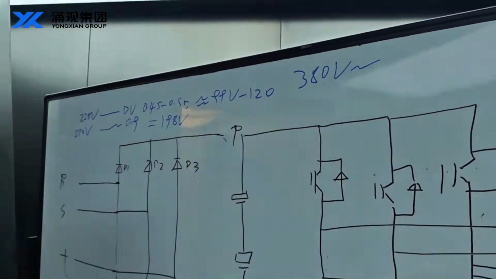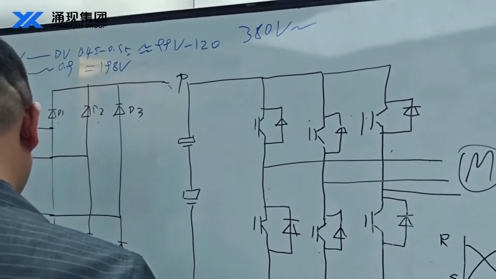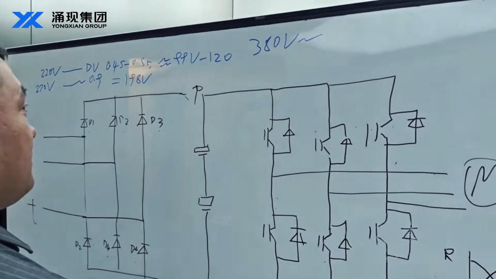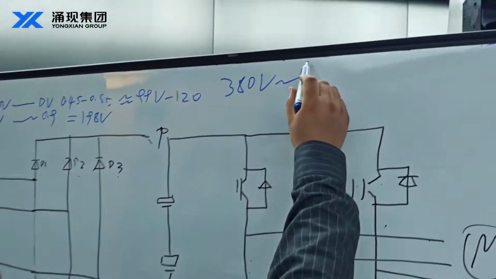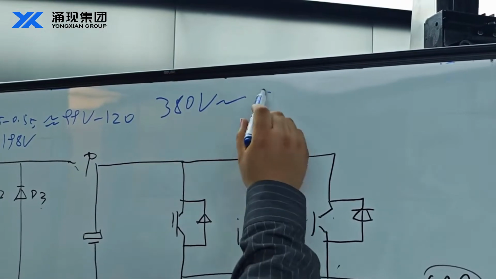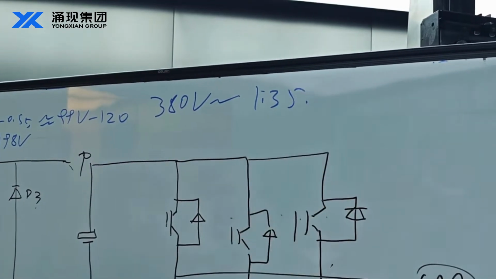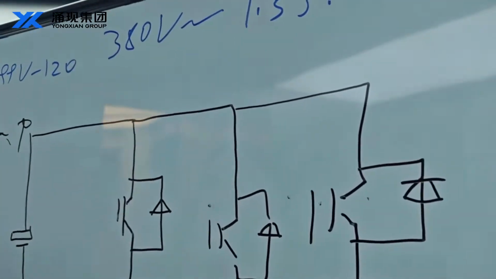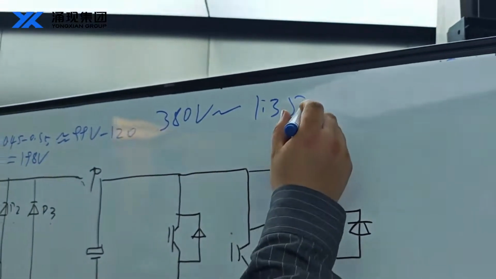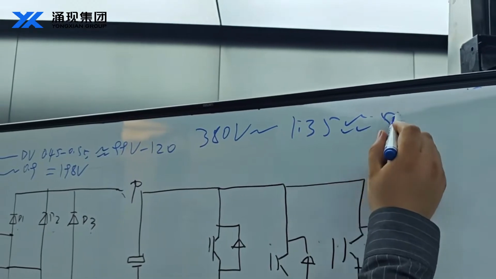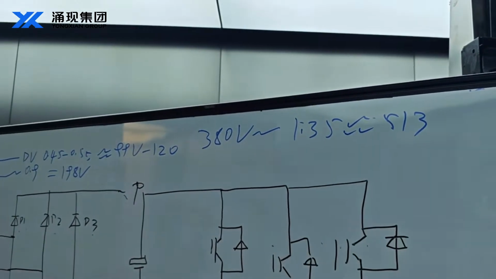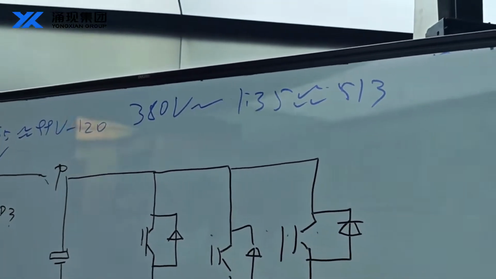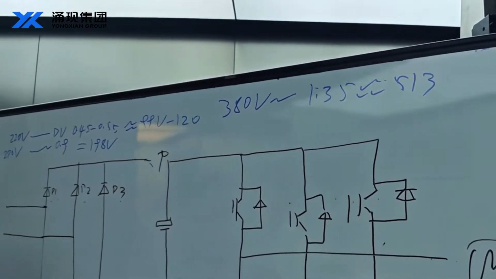Our three-phase rectifier section uses 6 diodes. The voltage after the rectifier section is around 1.35 times 380 volts, which is around 513 volts.